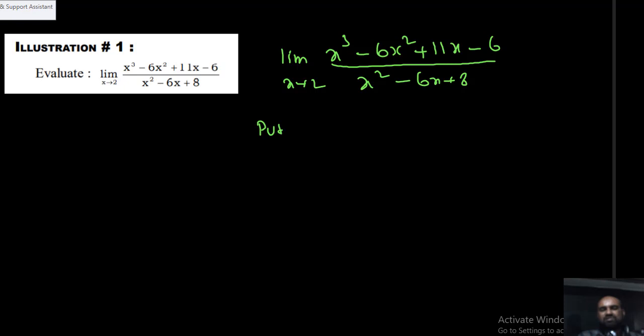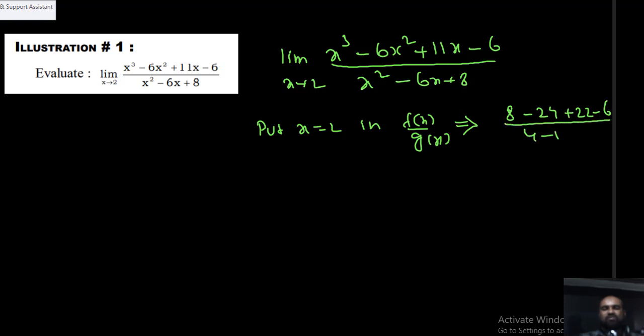Okay, put x equal to 2 in. I can say just f of x by g of x. I will write like that. So 8 minus 24 plus 22 minus 6 by 4 minus 12 plus 8, which is nothing but 30 minus 30 by 12 minus 12, which is equal to 0 by 0 form. Okay, so what happened? Directly you can't find its limiting value.